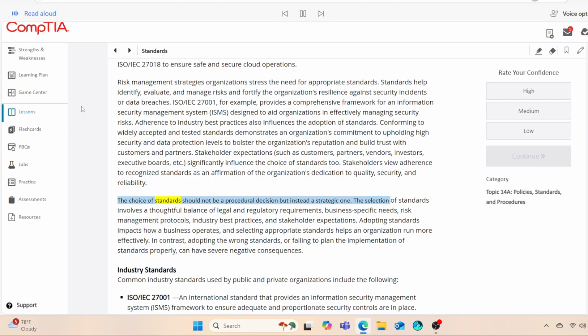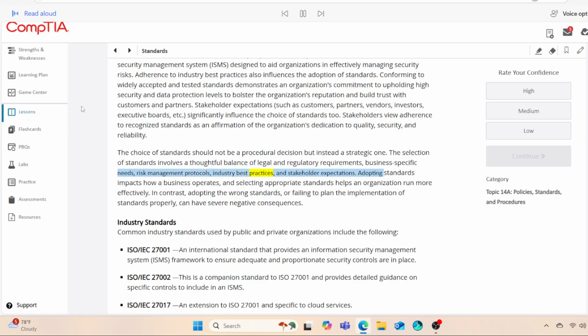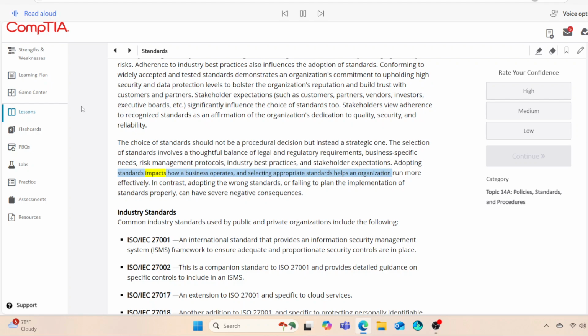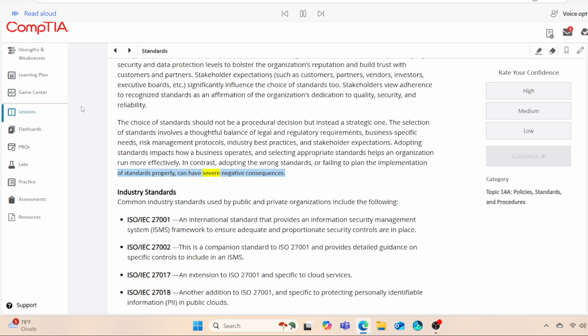The choice of standards should not be a procedural decision, but instead a strategic one. The selection of standards involves a thoughtful balance of legal and regulatory requirements, business-specific needs, risk management protocols, industry best practices, and stakeholder expectations. Adopting standards impacts how a business operates, and selecting appropriate standards helps an organization run more effectively. In contrast, adopting the wrong standards or failing to plan the implementation of standards properly can have severe negative consequences.